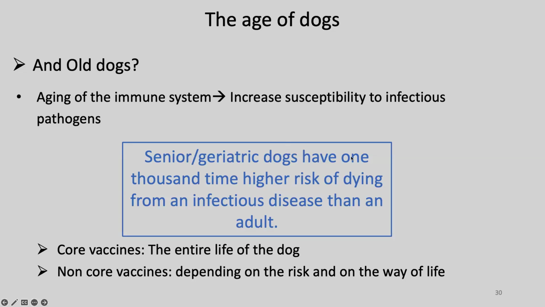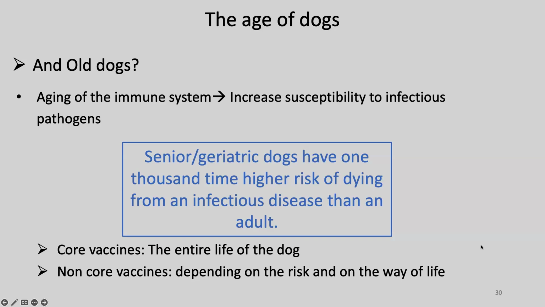And if we look at all the species, all the pathogens, we can say that senior or geriatric dogs have 1,000 times higher risk of dying from an infectious disease than an adult dog. So we need to keep in mind that core vaccine has to be done during the entire life of dogs, and don't say because he is old, he doesn't need the vaccines anymore. And for the non-core vaccine, of course, it will depend on the risk and on the way of life of the dog.